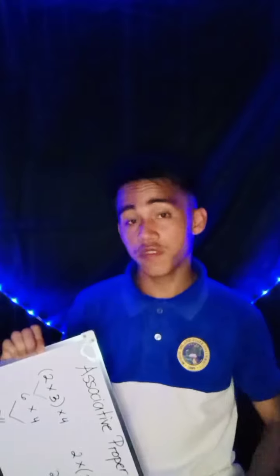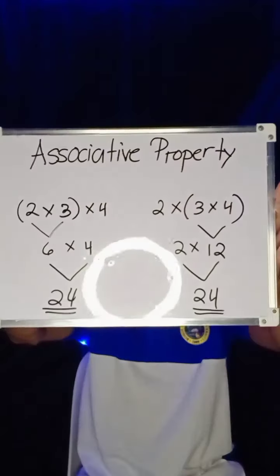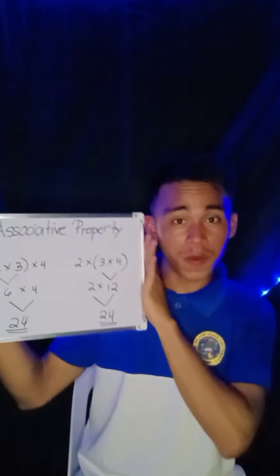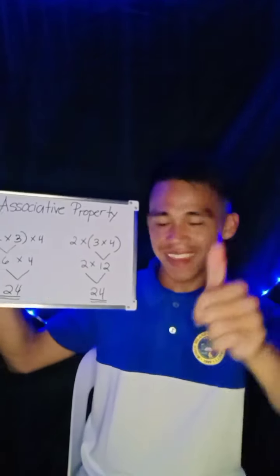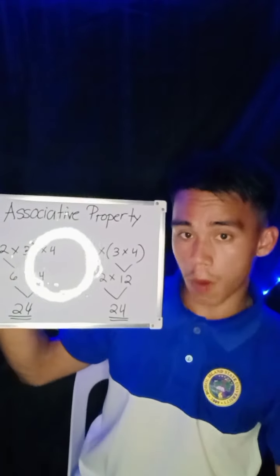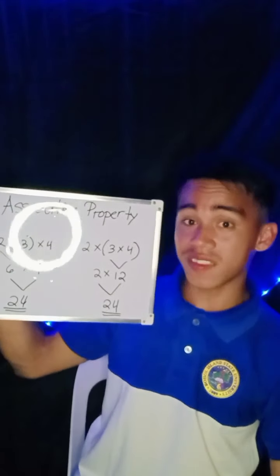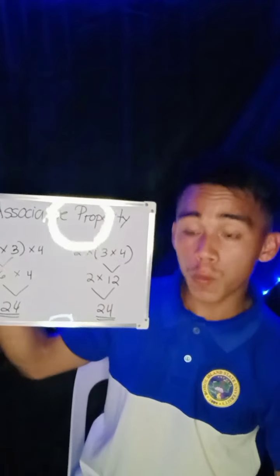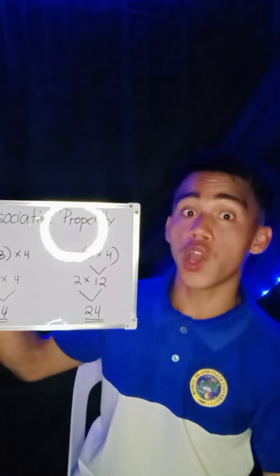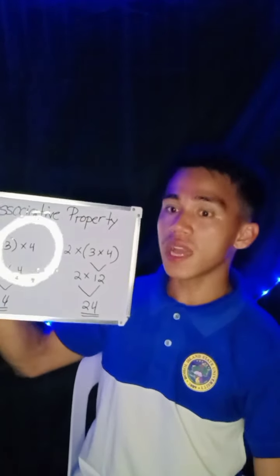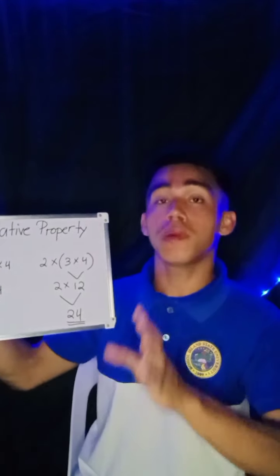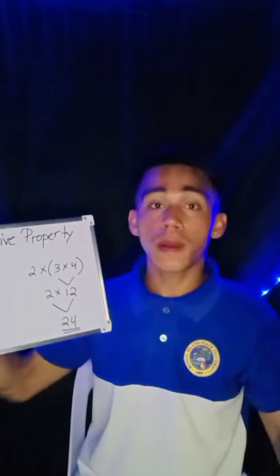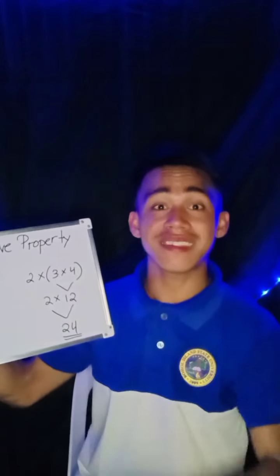The second property of multiplication is the associative property. Yes, this is the associative property. This property says that the way the factors are grouped does not affect the product. So even if you group the factors differently when multiplying, the product is still the same.